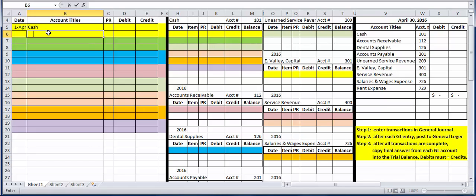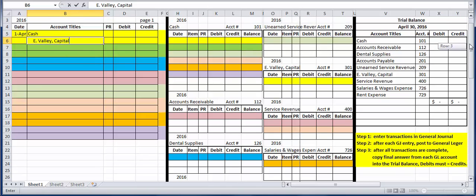The owner of the company is E. Valley. If you remember, it was Emily. So E. Valley, Capital. Notice that when you enter something into the general journal, you must do the debits first, and then you do the credits. That is a rule all over the world. So debits first, credits second. Notice that my debits are to the left and my credits are indented.